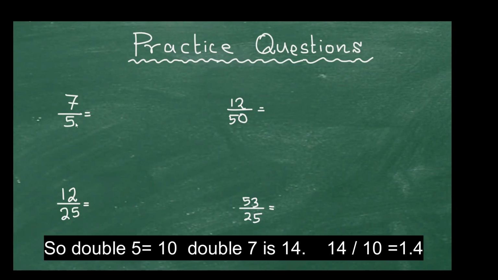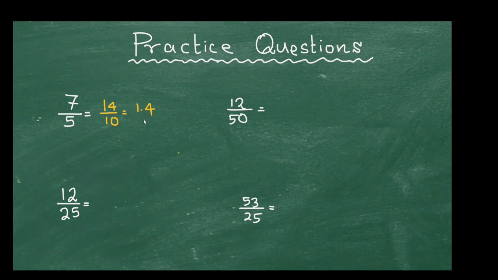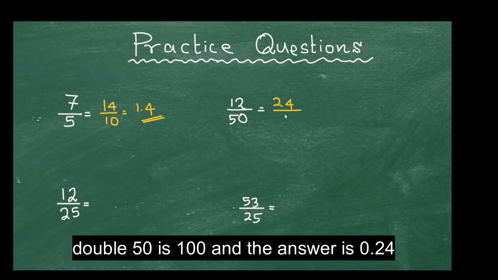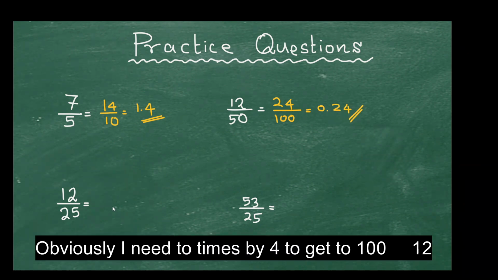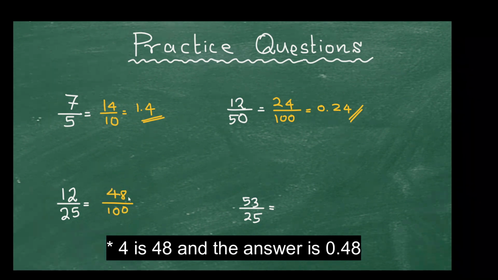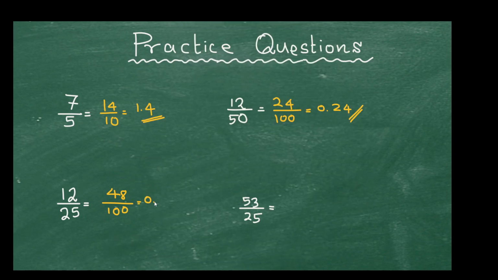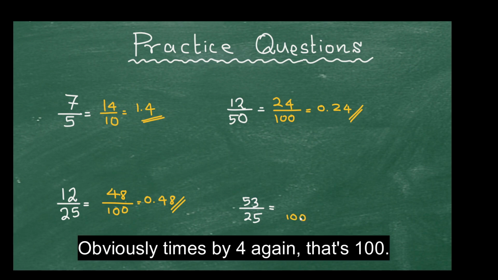Here's how you do them. So, double 5 is 10, double 7 is 14, 14 over 10, 1.4. Double 12 is 24, double 50 is 100, and the answer is 0.24. This one is 25. Obviously, I need to times by 4 to get to 100. 12 times 4 is 48, and the answer is 0.48.